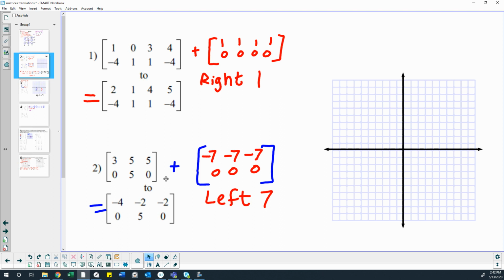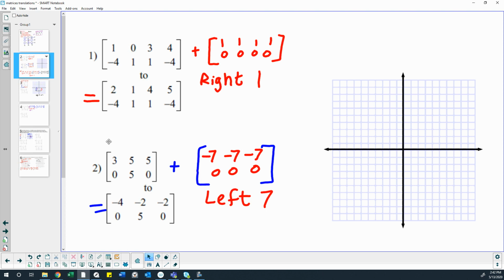So similar for question number 2, notice how to get from 3 to negative 4, we need to subtract 7. To get from 5 to negative 2, we need to subtract 7. But to get from 0 to 0, we do nothing. 5 to 5 is nothing. 0 to 0 is nothing.